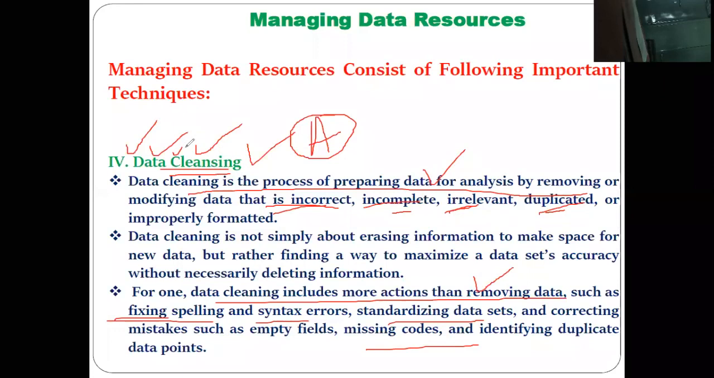Okay. And one more thing is also done in data cleansing. Suppose some of the data is out of date, which you can also refer to as outdated data. What do you mean by outdated data? Yes, outdated data means what?